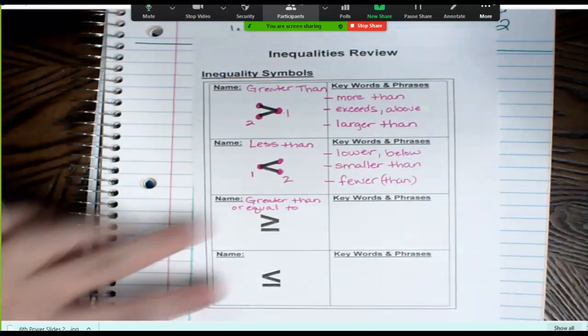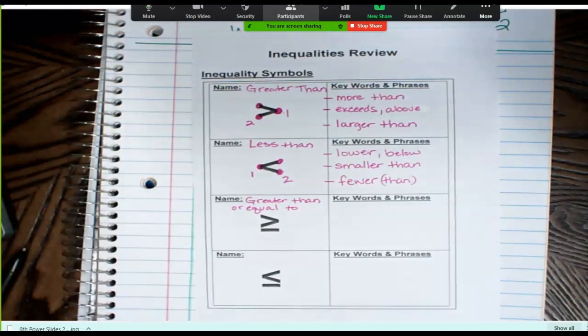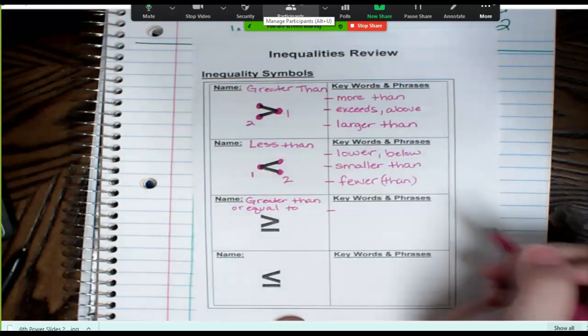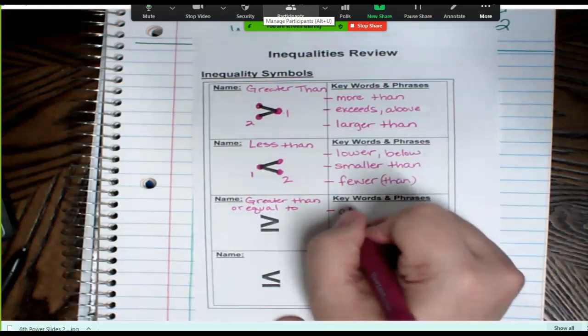And I think these bottom two, they have the trickiest words and phrases. Here's the first one. This one I think is one of the trickiest. At least.